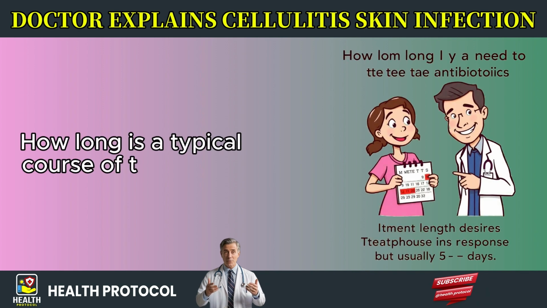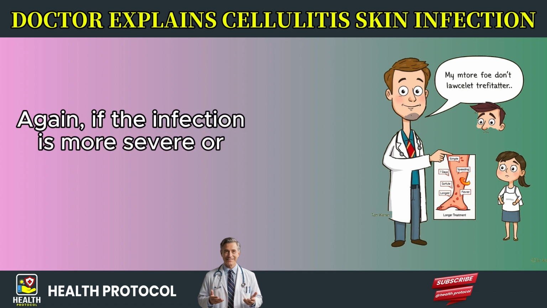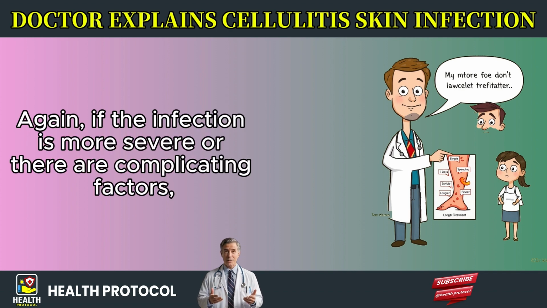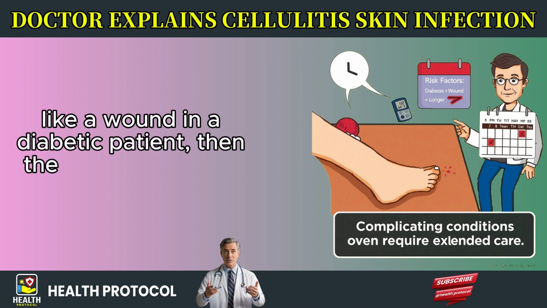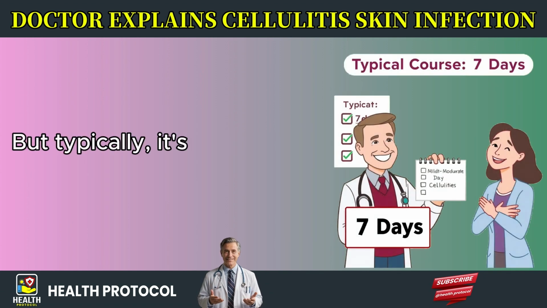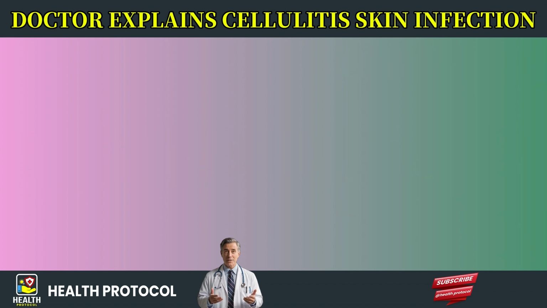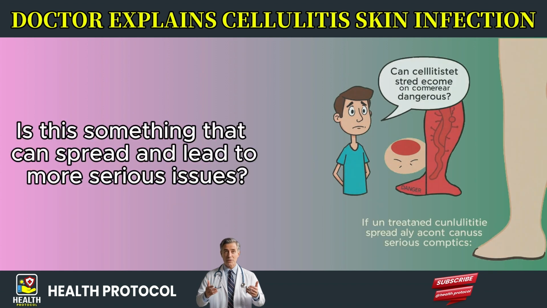How long is a typical course of treatment? Usually about 7 days. Again, if the infection is more severe, or there are complicating factors, like a wound in a diabetic patient, then the course might be longer. But typically, it's about a week. Is this something that can spread and lead to more serious issues?